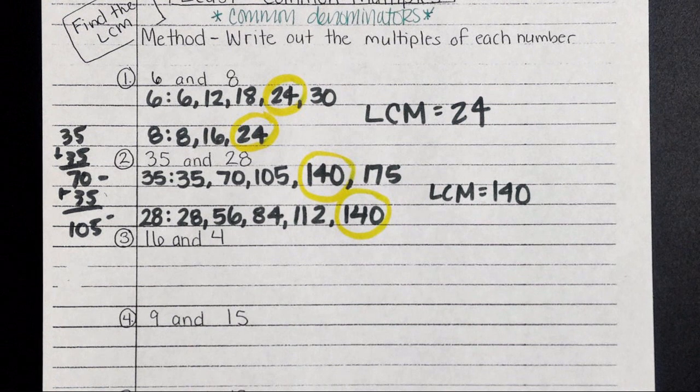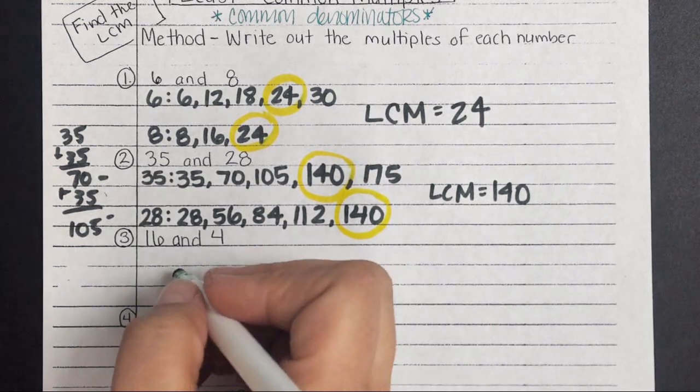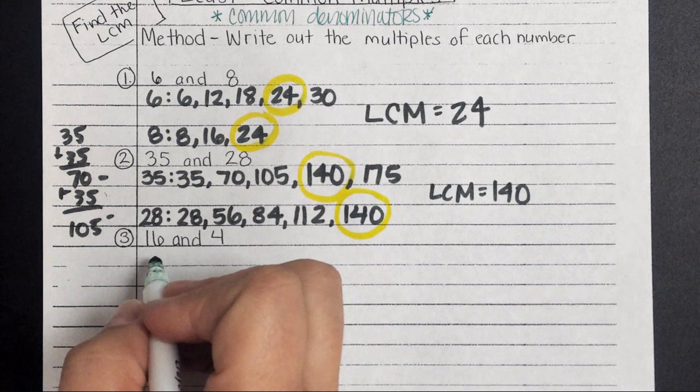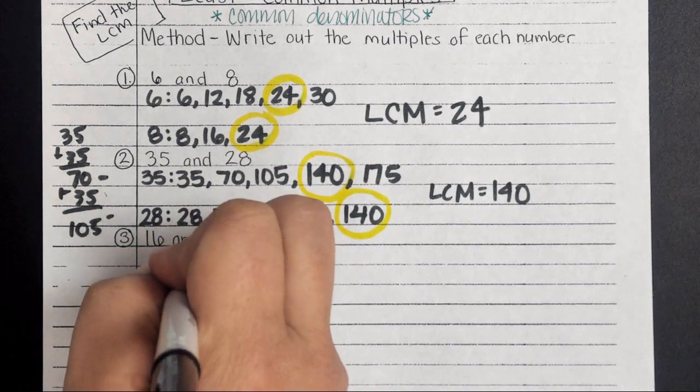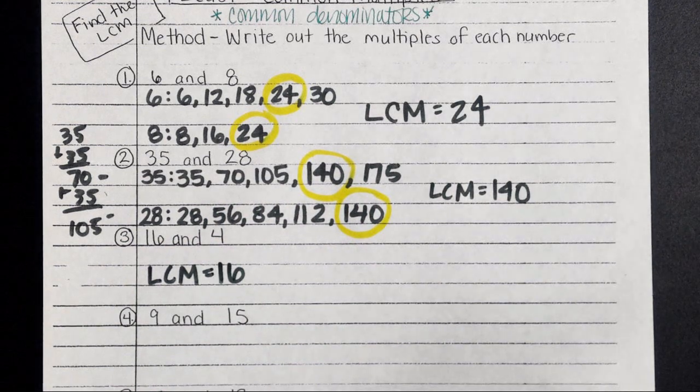Now, again, I told you, my goal for you is to be able to look at numbers. Now, 35 and 28, that was a little bit harder. You can't immediately look at those and go, oh, I know 140 can be a multiple of both. But if we look at 16 and 4, what is the least common multiple of 16 and 4? 16. And we know that because if I were to list my multiples of 4, I know 16 is a multiple of 4. So there will be times, guys, you don't have to show me every single multiple.